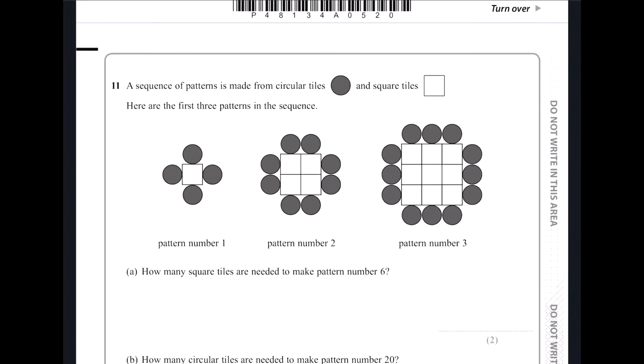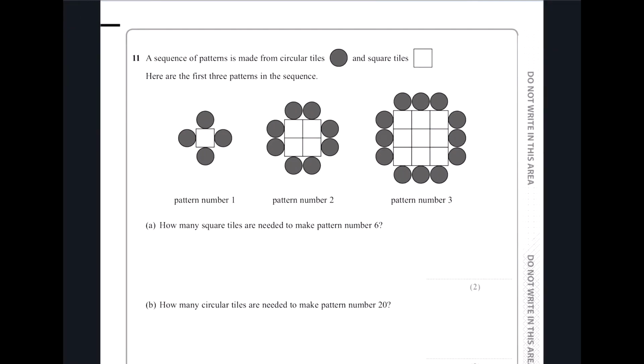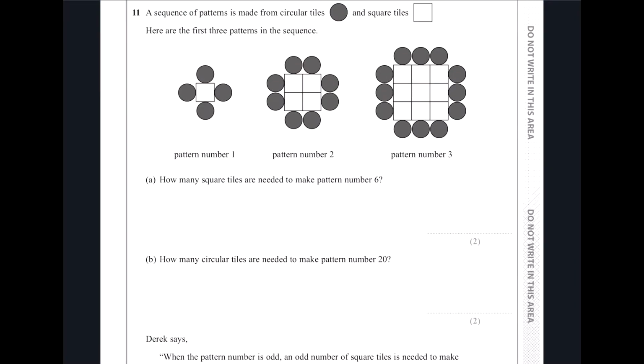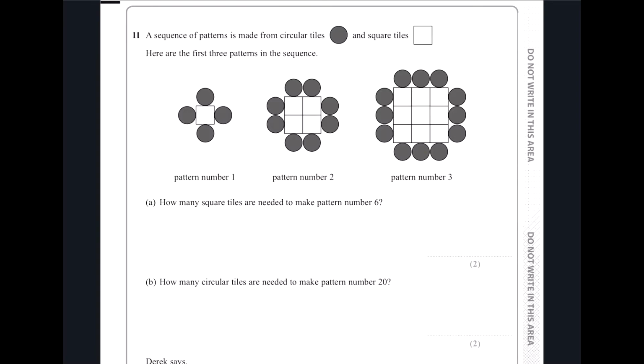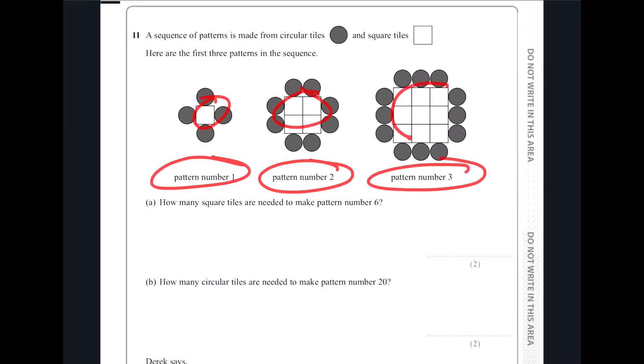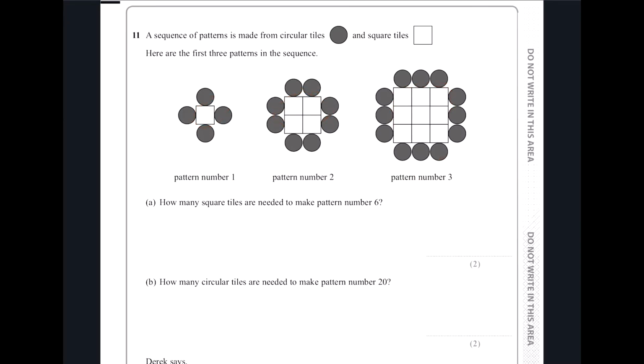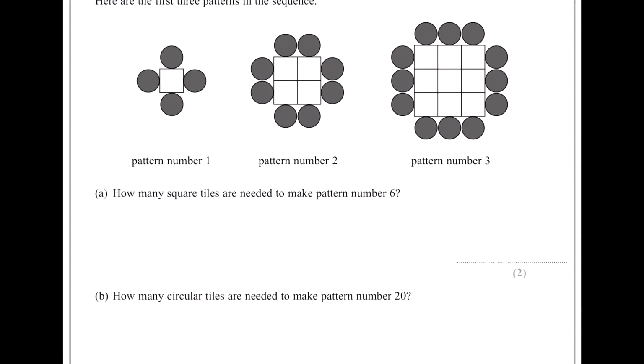Okay, so next one. A sequence of patterns is made from circles and squares. How many tiles are needed to make pattern number 6? So what we need to look at now is the relation between the squares and the pattern number. So in pattern number 1 we have 1 square, in pattern number 2 we have 4 squares, in pattern number 3 we have 9 squares, and if you notice, the number of squares is going up in terms of squared numbers.